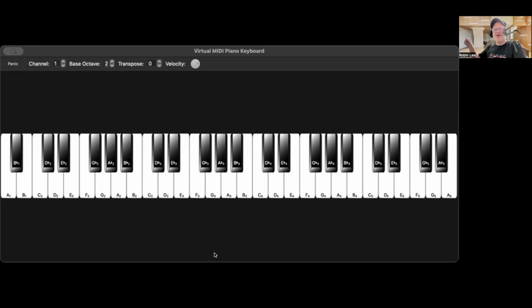So what does that note, that B, what does it feel like it wants to do? It feels like it wants to resolve. It wants to activate. It wants to move. And it wants to move towards the C. Oops, sorry.